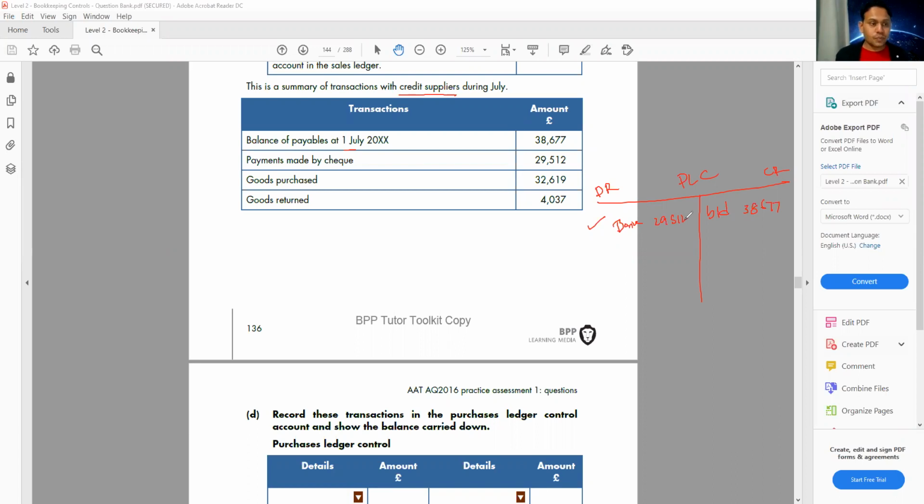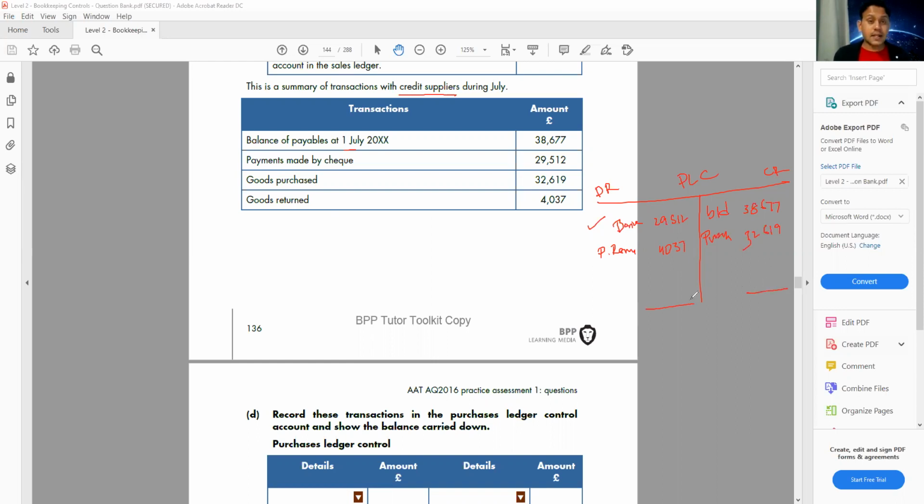29,512 bank. Goods purchased. Which side am I going to record? Because if I buy, I have to pay more money to my supplier, so I'm going to record on the credit side. I'm going to say purchase 32,619. And finally, you have a goods return. If I return to my supplier, I'm not going to pay for that. So I'm going to say purchase return on the debit side, 87. That's it. And after that, we're going to get our balance CD BD.